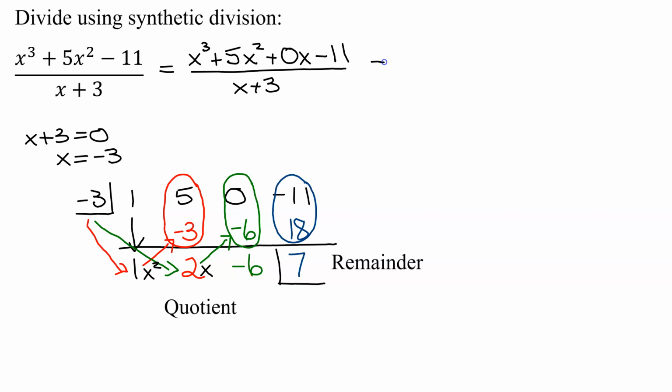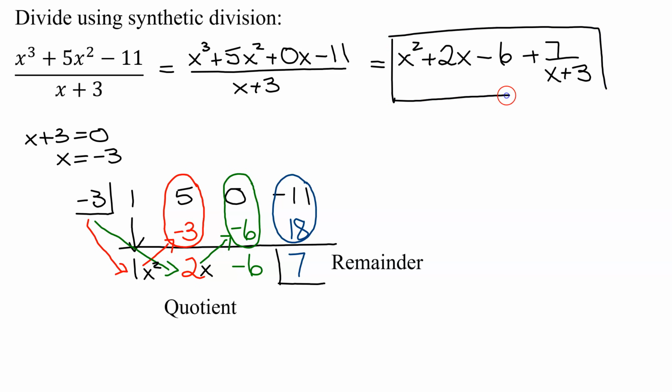So my quotient is going to be x squared plus 2x minus 6 plus my remainder of 7 over the divisor of x plus 3. So here is the result of my synthetic division.